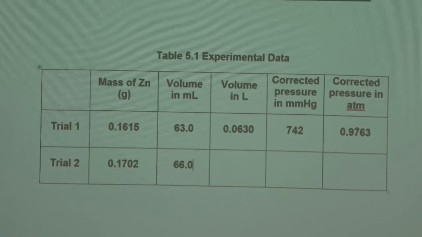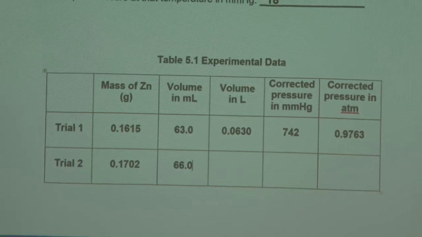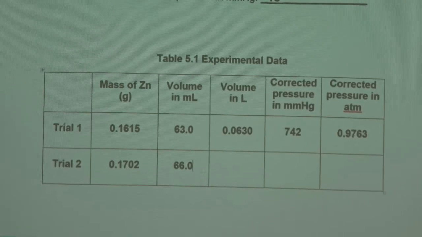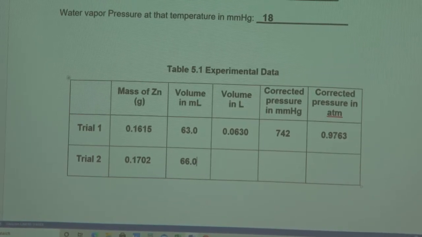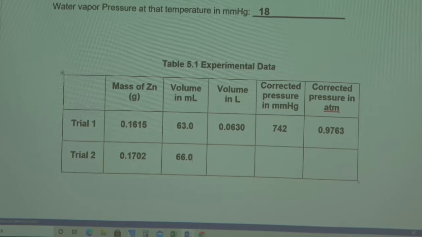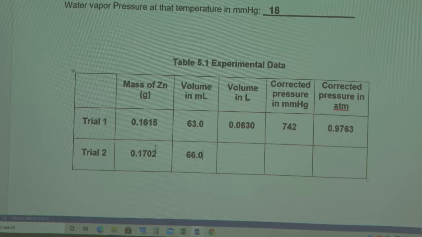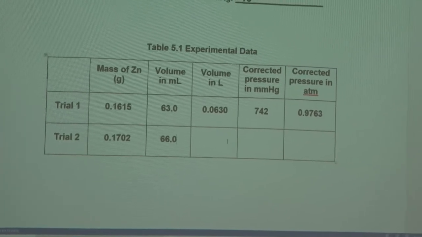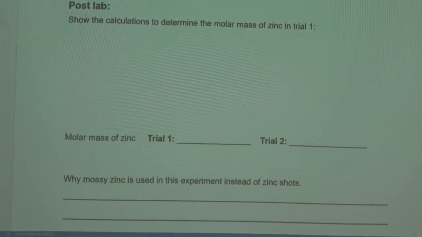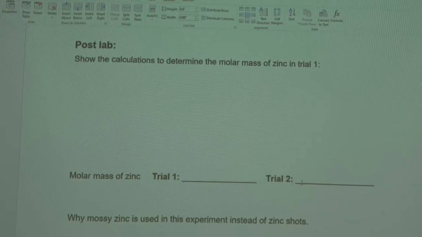The gas constant, R, you have to look for it in the literature. However, the value that you have to use for this experiment is 0.08206 liters atmosphere per mole Kelvin. On the second trial, we have another weight for zinc and the collected volume, and you have to complete the rest of the table. And after that, in the post-lab, you have to do the calculations to come out with the mass of zinc in trial 1, trial 2.